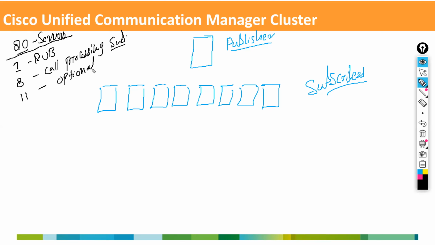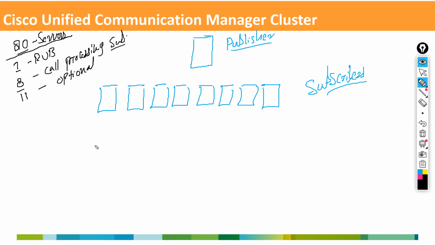Got it? Optional means it's optional. If you want, you can keep it. If you don't want, you can leave it. But still, you have an option to keep it. That's the standard. Okay. Now, what does this publisher mean? The very first server is the publisher. What are these 8 call processing subscribers?